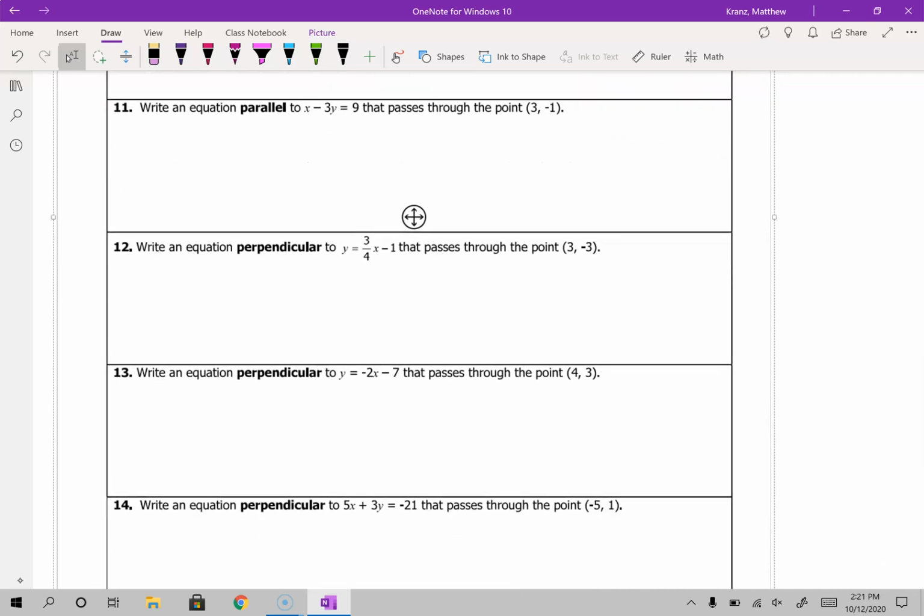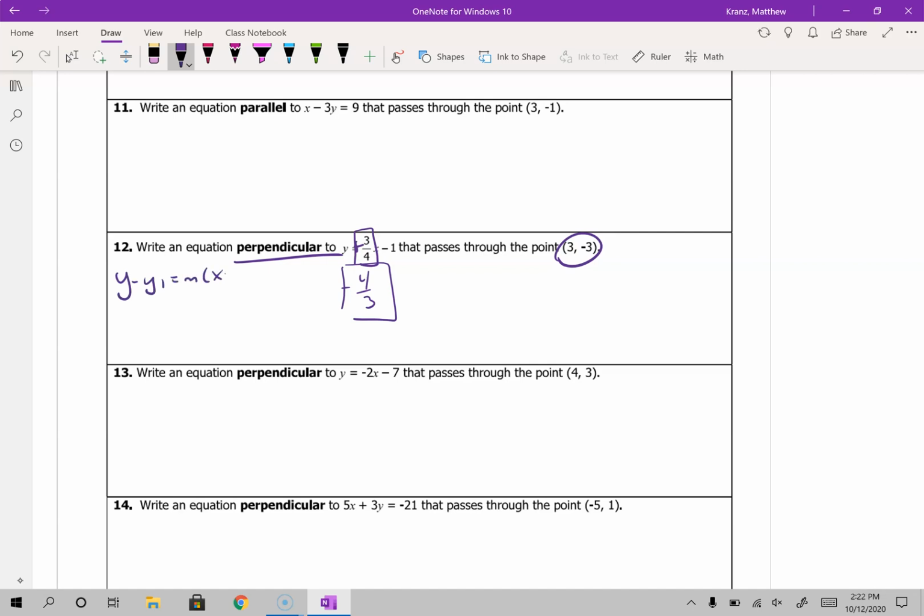Let's do a perpendicular one. So a perpendicular one, if my original equation, my slope is this, that's a positive 3/4. So I'm looking for a negative 4/3. So that's the slope that I have to deal with for a perpendicular line. So once again, I do the same thing. My y minus y1 equals m times x minus x1. So I'm going to go ahead and use this point, 3, negative 3. So y minus a negative 3 equals negative 4/3 times x minus 3.